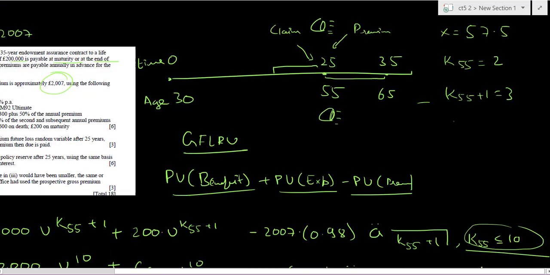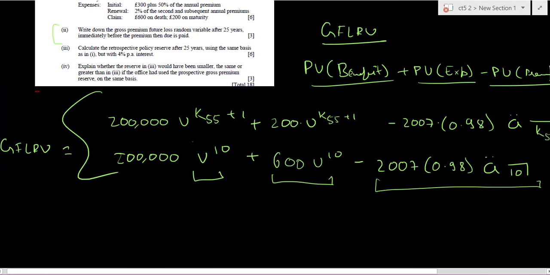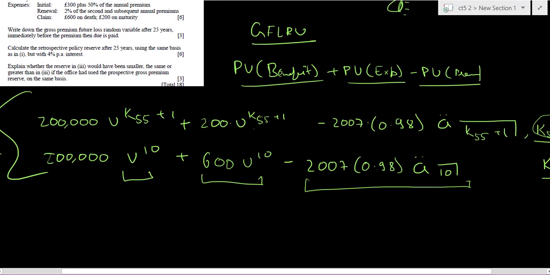Actually the benefit would be paid then, and then it is discounted for 3 years, so v to the power of 3 will come here. So K55 plus 1. Plus 200 into v to the power of K55 plus 1, again because this is the amount of claim expense. So 200 into, that is also discounted for 3 years in that case. So K55 plus 1 is your expression, because v to the power of K55 plus 1.